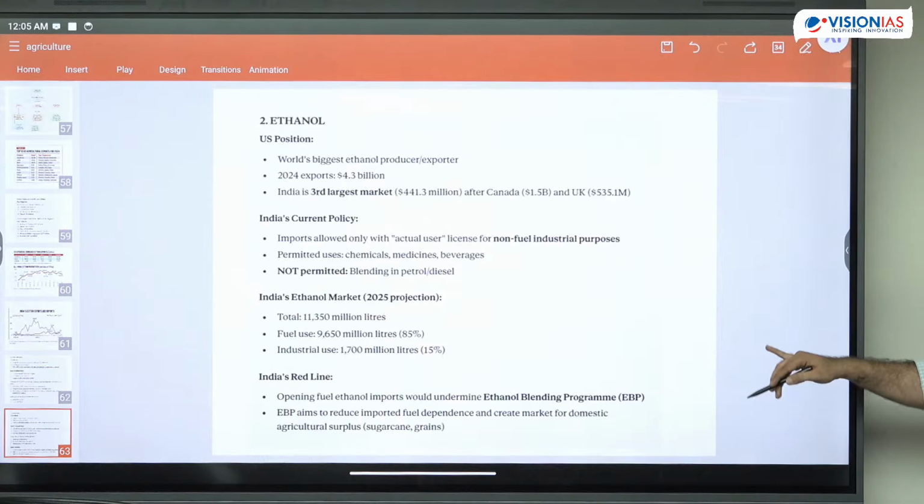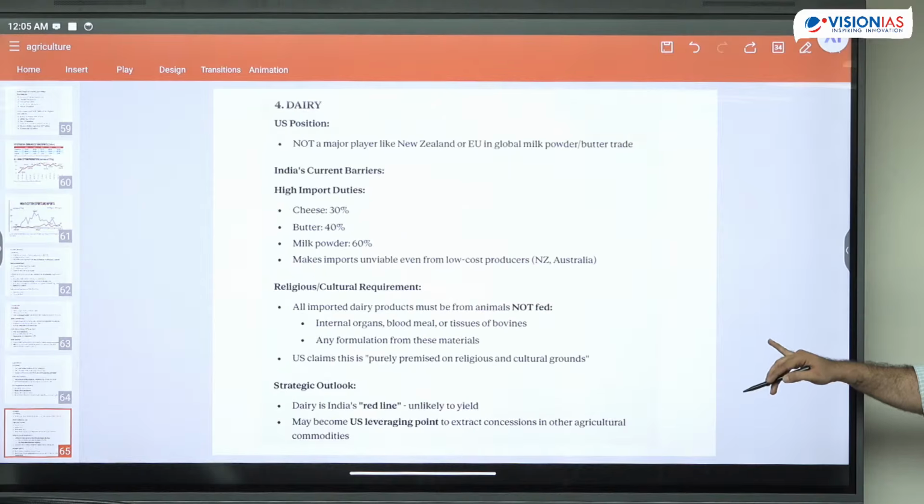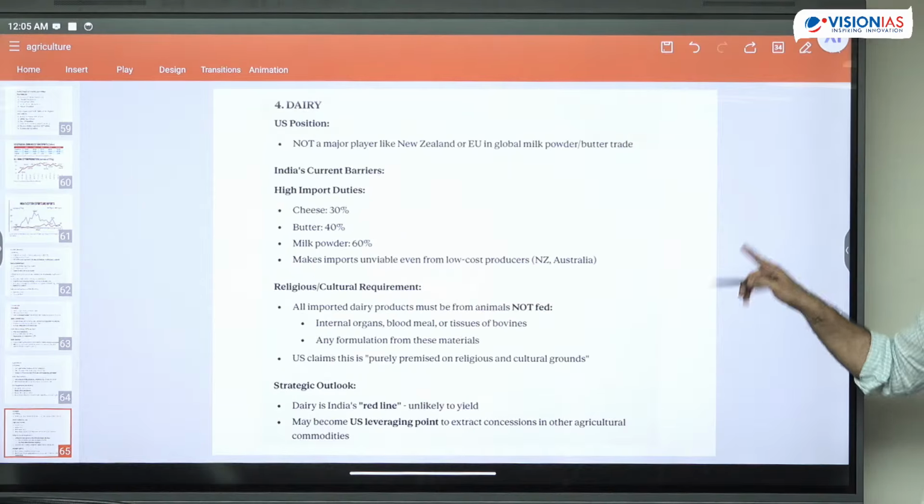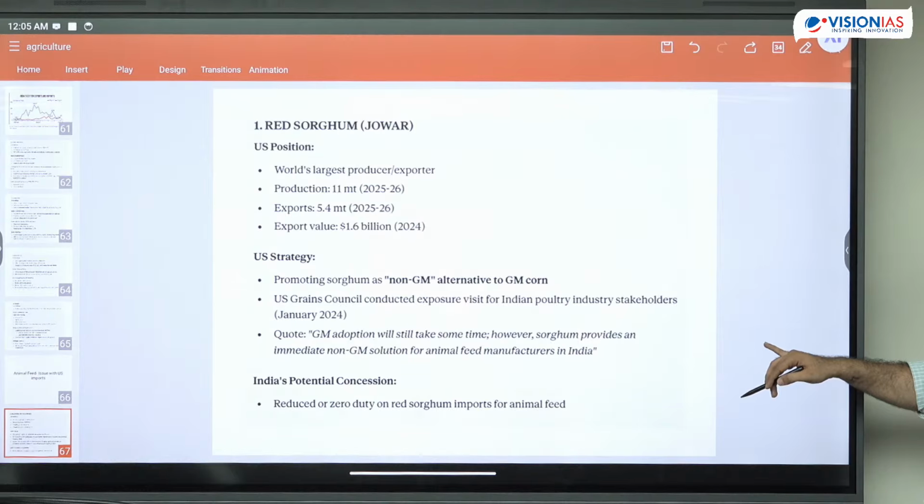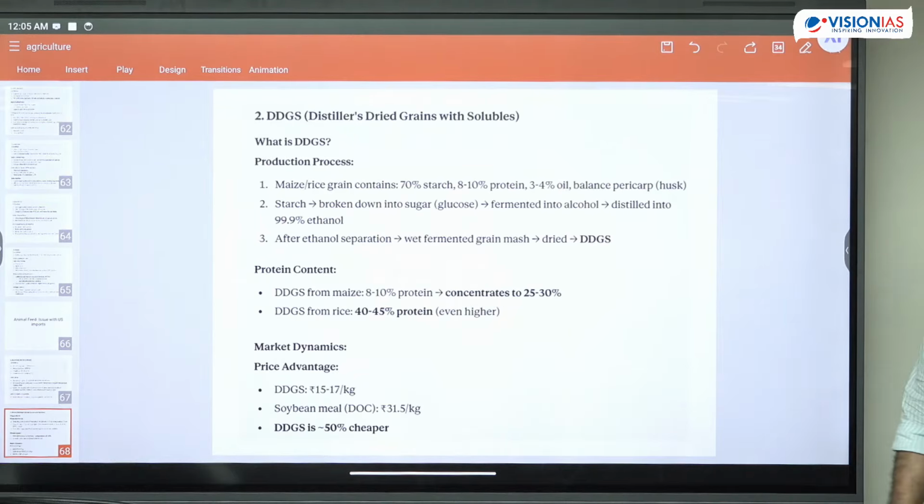One on corn, the other on ethanol, third on soybean, fourth on dairy. All the 4 issues I have discussed here. 2 more on animal feed issues, one on red sorghum and the other is the distillers dried grains with soluble.